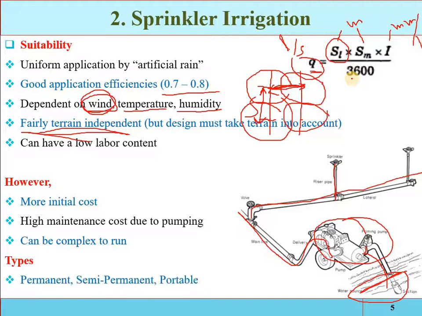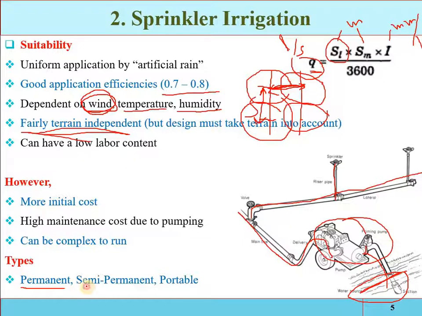There are three types of sprinkler irrigation system: permanent, semi-permanent, and portable. Remember, if the whole system is fixed, meaning the pumping station is fixed and the pipelines are fixed, underground and buried, then it is called the permanent irrigation system. This system is adopted in those areas where agricultural machinery is not operated. For example, in golf courses or cricket grounds, permanent sprinklers are installed.